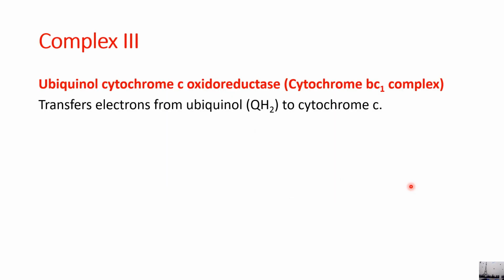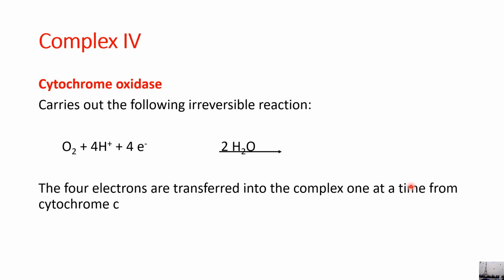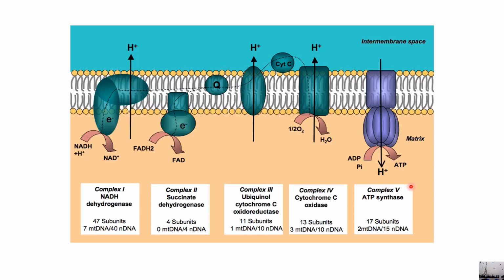What is complex 3? The ubiquinol cytochrome C oxidoreductase transfers electrons from ubiquinol to cytochrome C. Cytochrome oxidase carries out the following reversible reactions. The 4 electrons are transferred into the complex one at a time from cytochrome C. So this is basically the schematic that covers the entire electron transport chain.